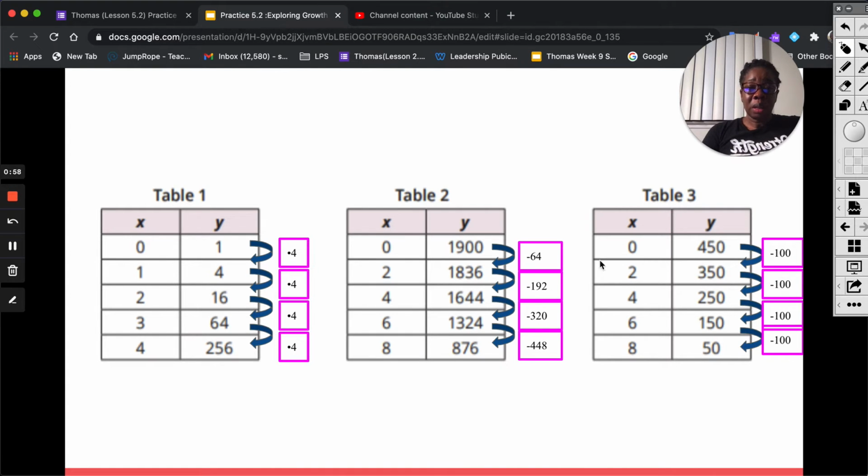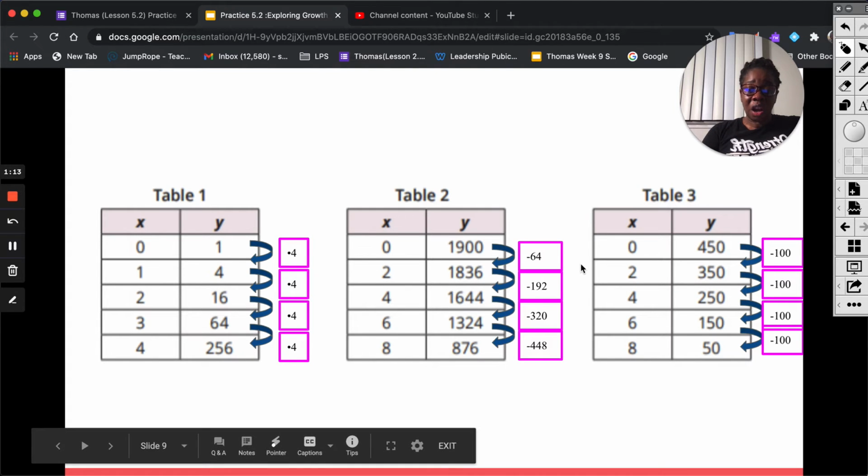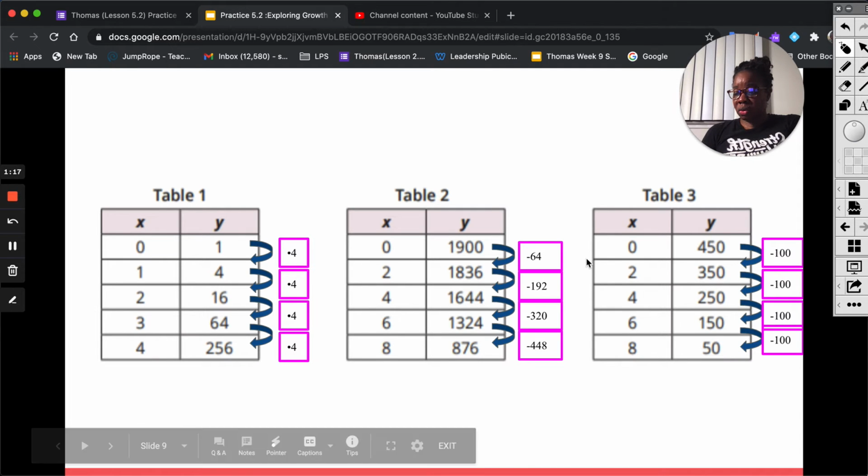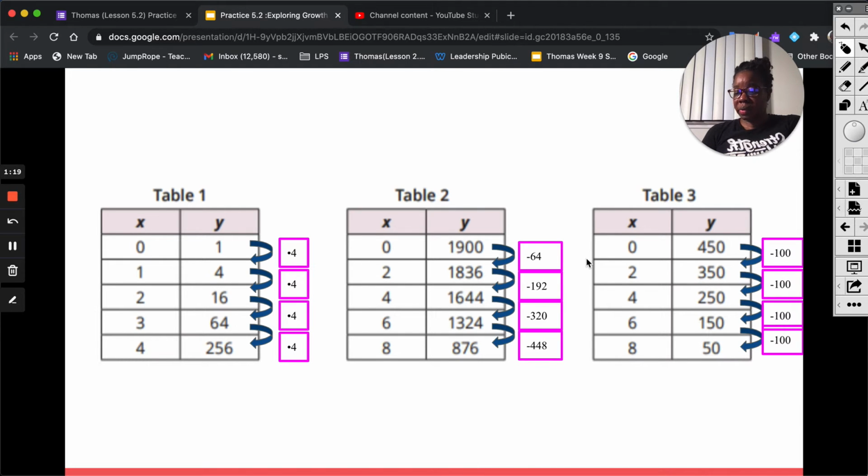For table 2, what we're noticing is that they're changing differently. And so what we need to do in each of these cases is to determine, well, is the change in the rate of change constant? So we are going to do this.